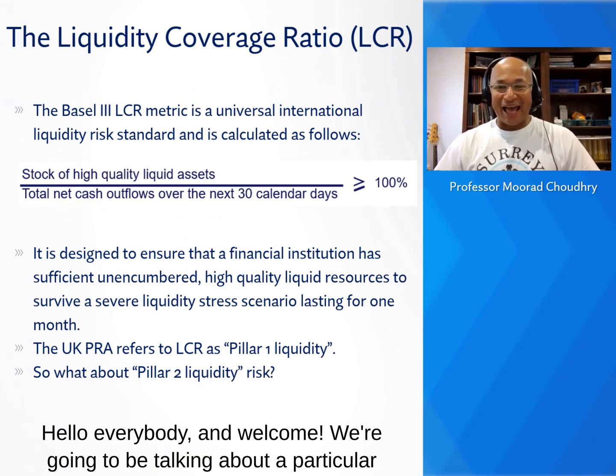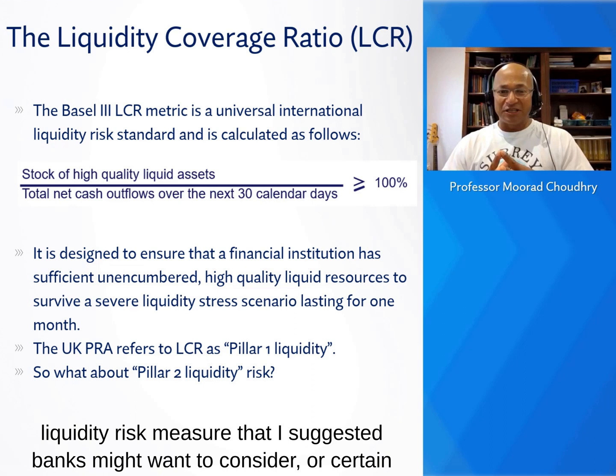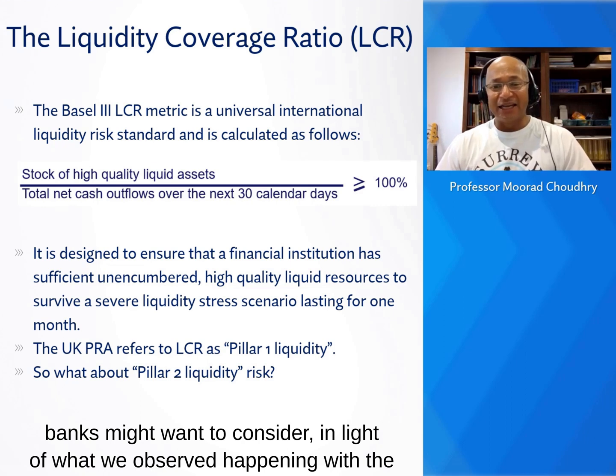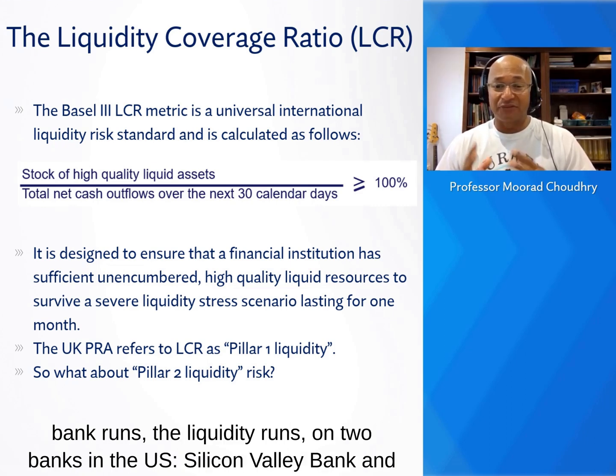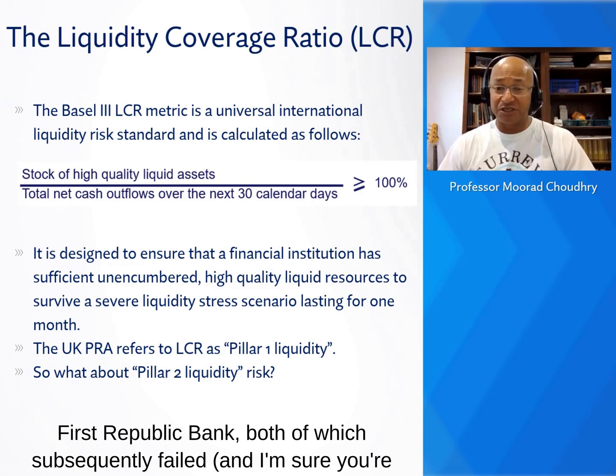Hello, everybody, and welcome. We're going to be talking about a particular liquidity risk measure that I suggested banks might want to consider, or certain banks might want to consider, in light of what we observed happening with the bank runs, the liquidity runs on two banks in the US, Silicon Valley Bank and First Republic Bank, both of which subsequently failed. And I'm sure you're all aware of that.